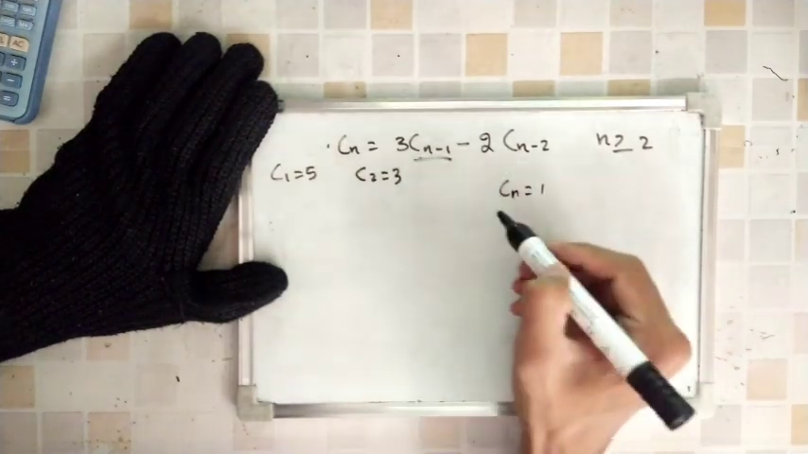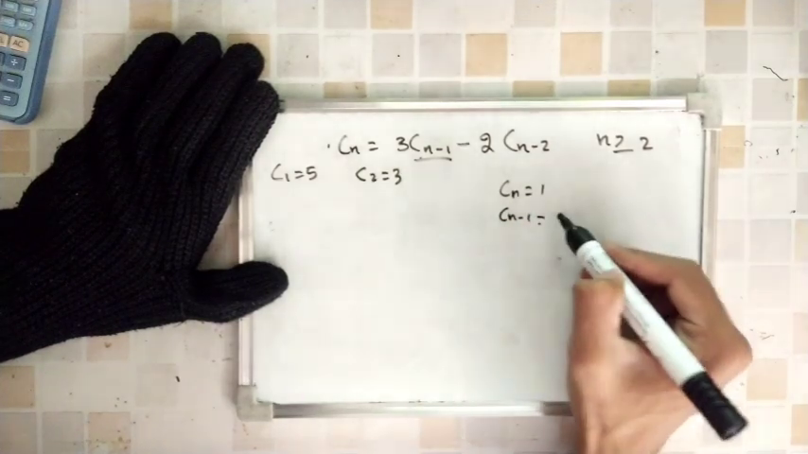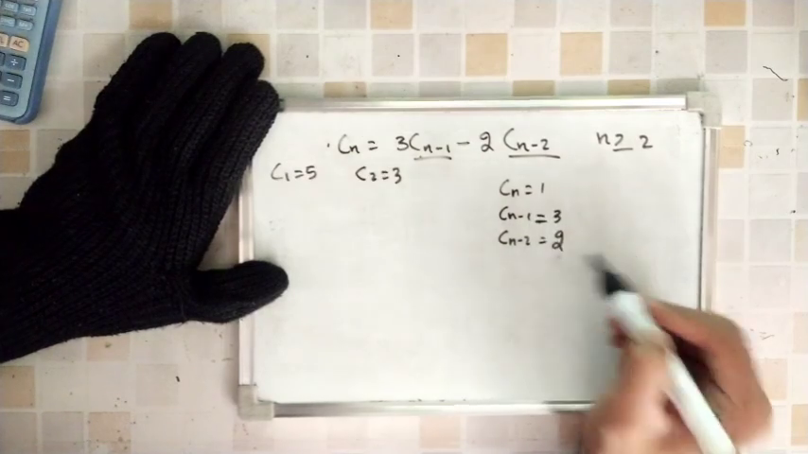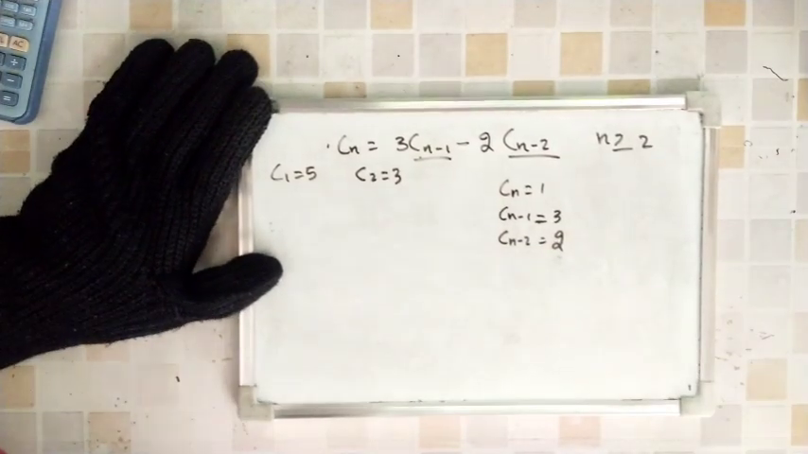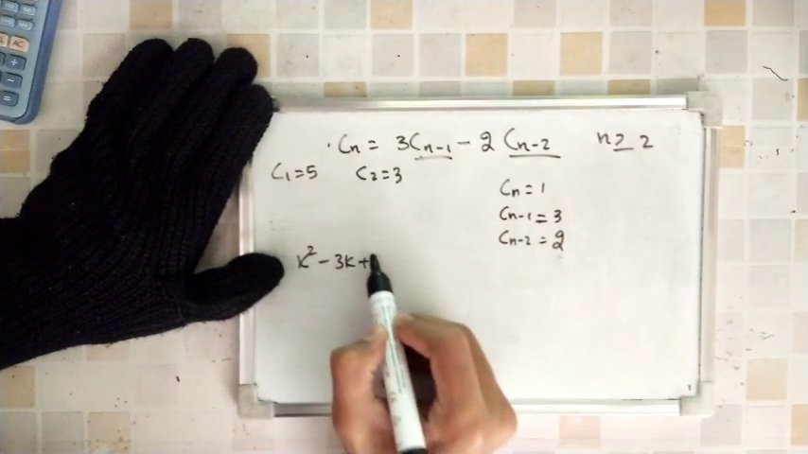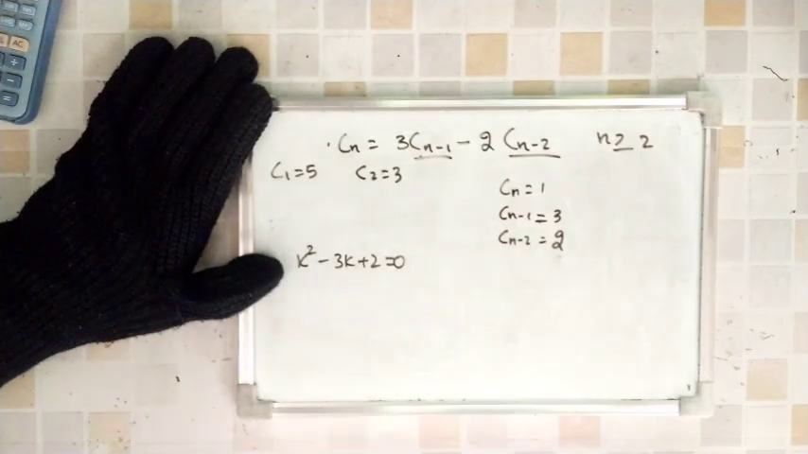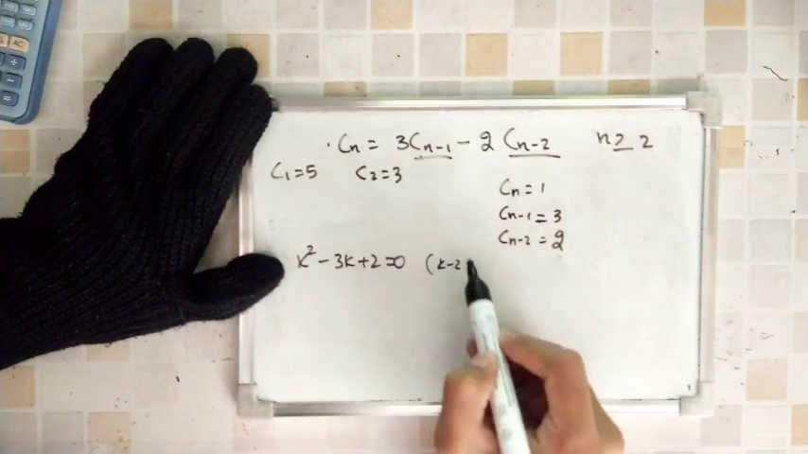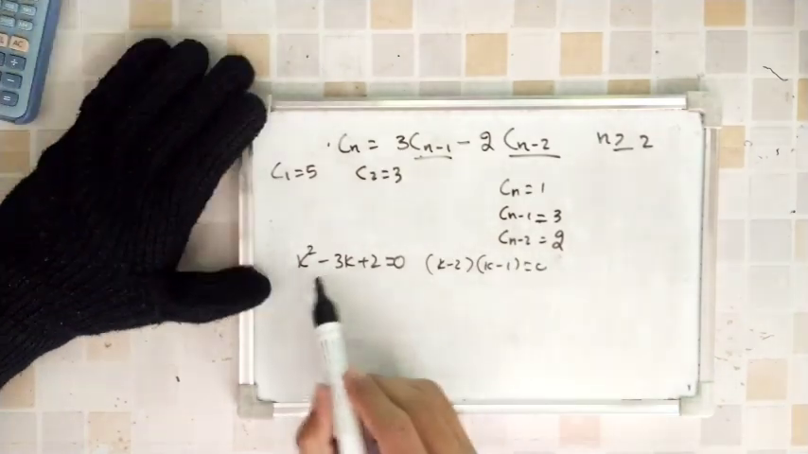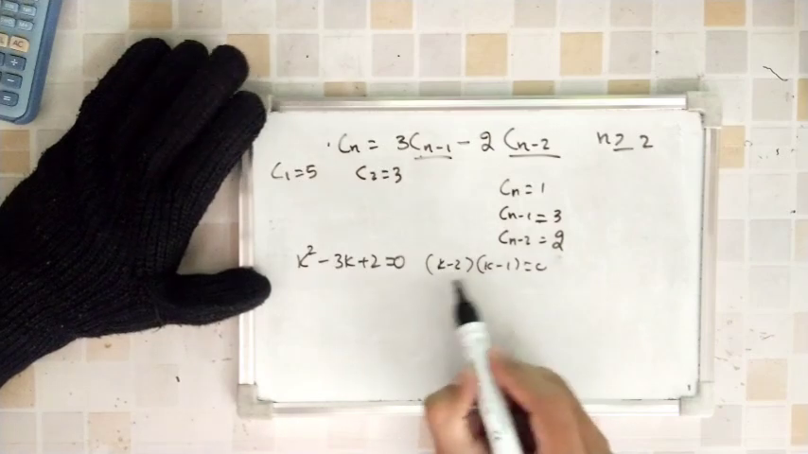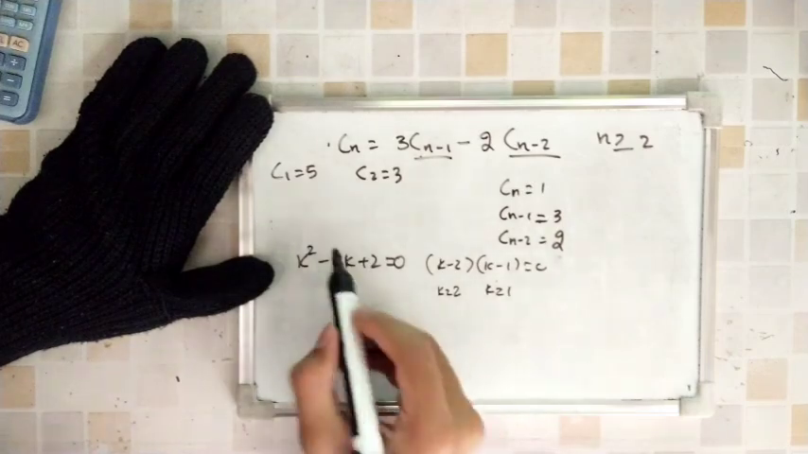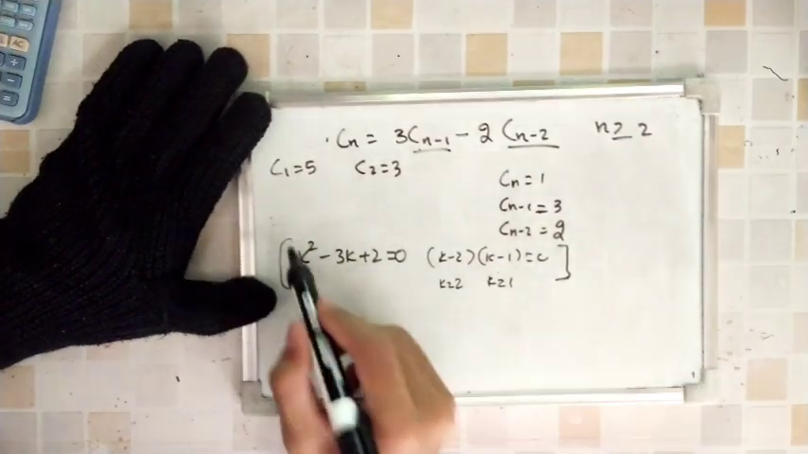Then the coefficient of this Cn minus 1, what is the coefficient of that? That is 3. And what is the coefficient of this Cn minus 2? That is 2. Therefore the characteristic equation is k square minus 3k plus 2 equals 0, or k minus 2 into k minus 1 equals 0, whose roots are k1 equals 2 and k2 equals 1. This is the characteristic equation, and you have to remember this.